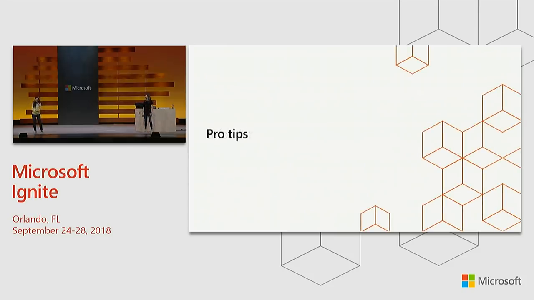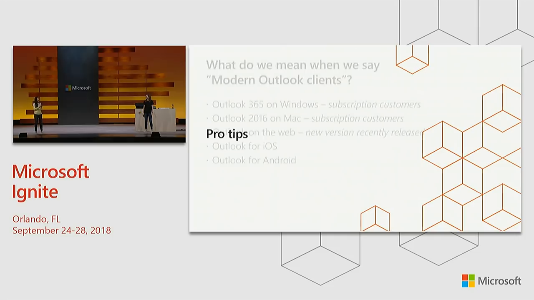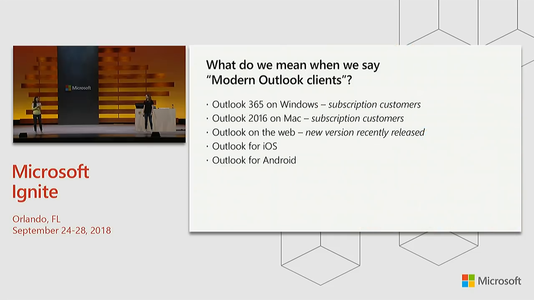Okay, before we dive in, we wanted to give you a few tips to get the most out of this session, as well as out of your calendaring experience in Outlook. So first, throughout the session this morning, we'll be referring to the term modern Outlook clients. So we just wanted to be really clear about which clients we include in that list. So specifically for Windows and Mac, we offer both a subscription client and a perpetual one, but most of our new features will be coming just to the subscription customers. For Outlook on the web and Outlook for iOS and Outlook for Android, the latest versions are always available for you.